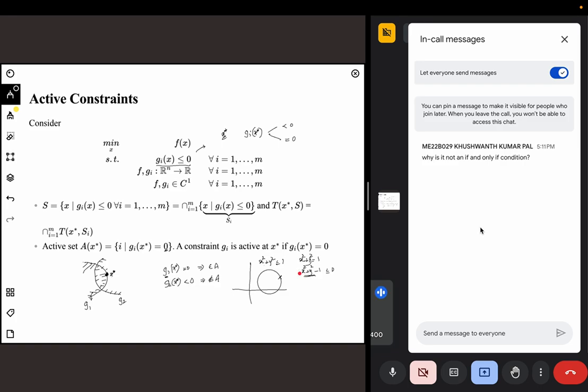No, no, this is GI. So when GI of x is equal to 0, it means x square plus y square minus 1 equal to 0. Yes. So those constraints are called the active set. So those constraints form a set called the active set.